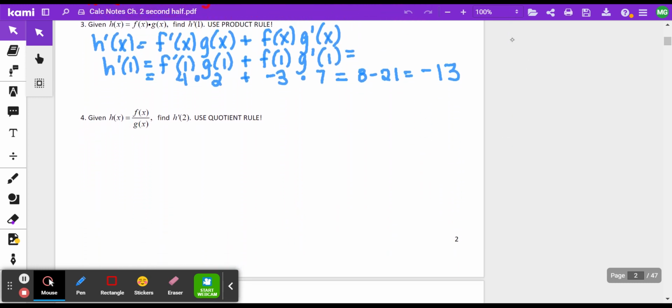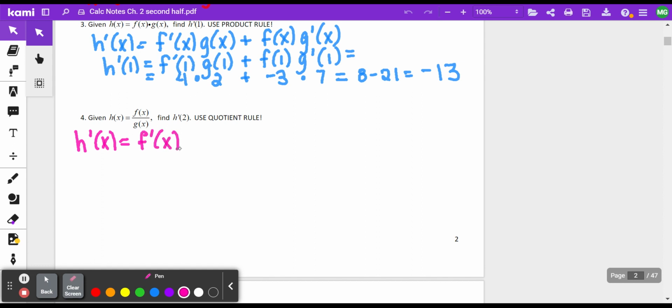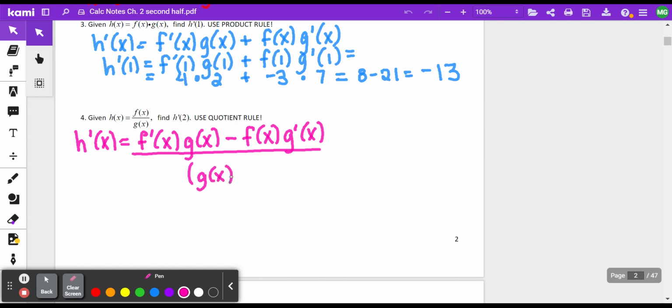Okay, so one more example, and this example uses the quotient rule. So let's first write out our quotient rule using these values, and then we can substitute numbers in. So for h prime of x, we will be taking f prime of x times g of x minus f of x times g prime of x, all divided by g of x squared.